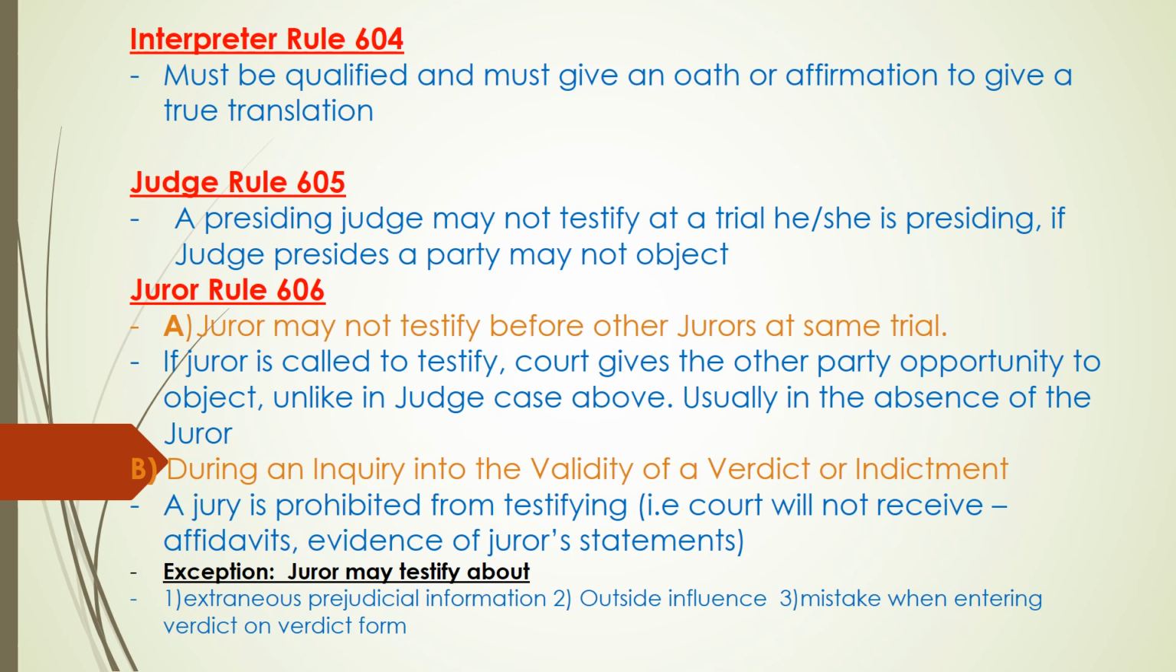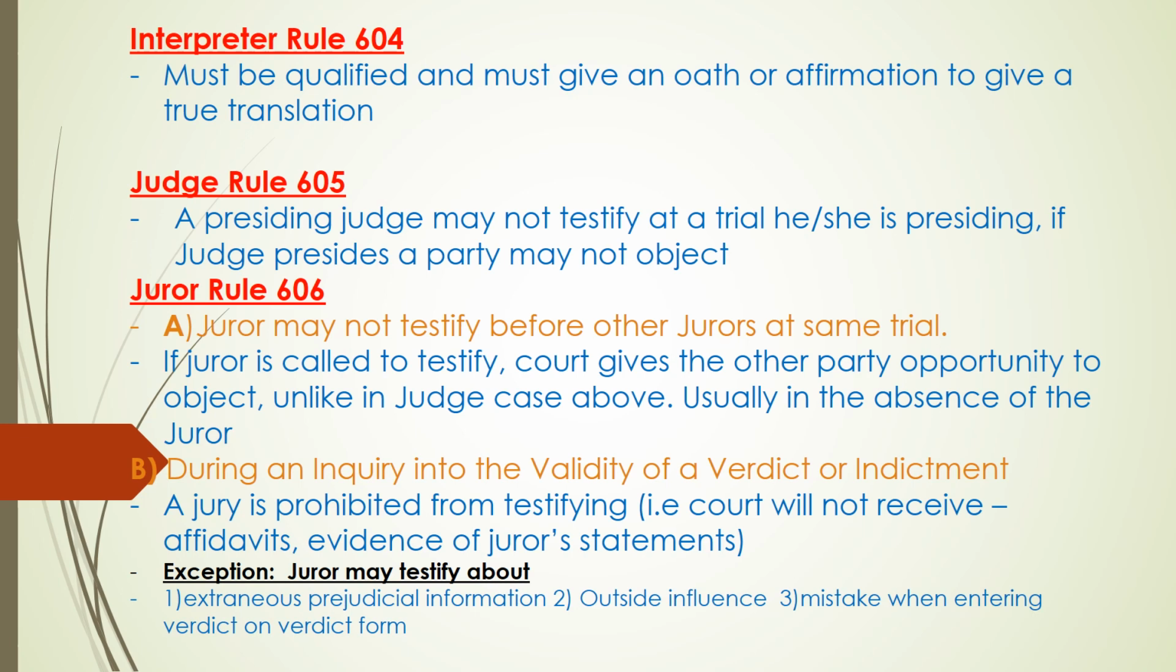Now, the next step is the judge and the juror rules under 605 and 606. Both rules are very important because under Rule 605, a presiding judge may not testify at a trial he or she is presiding over. And if the judge testifies in a trial they are presiding over, then the parties to that case may not object.